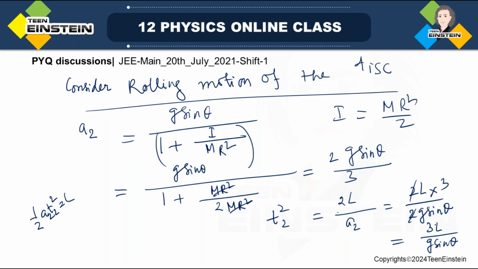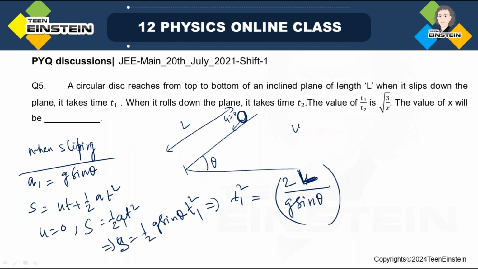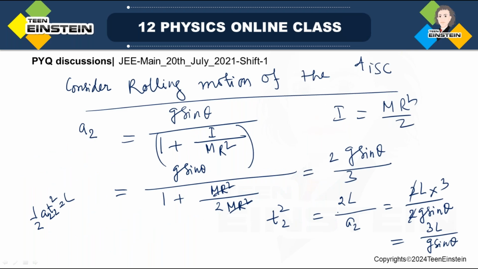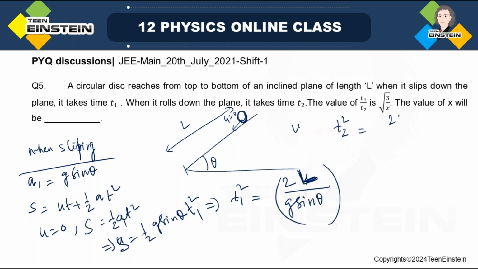3L by G sine theta. This will be T2 square. Let us then find out. So T1 square, what we have got? We have got T1 square here, and let me write T2 square here. So T2 square we have got 3L by G sine theta, right? Let us write this here, 3L by G sine theta.